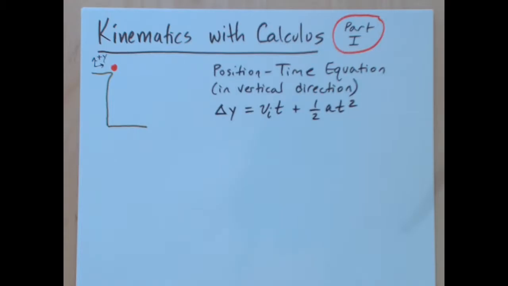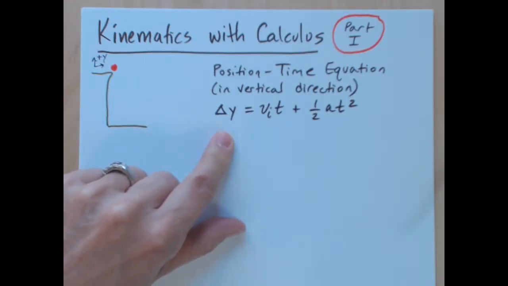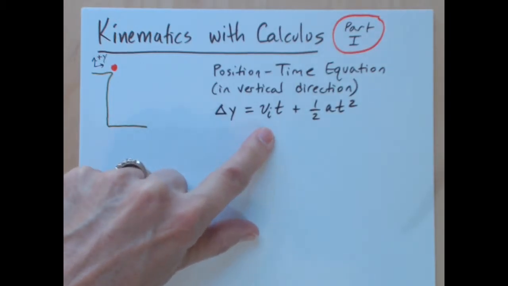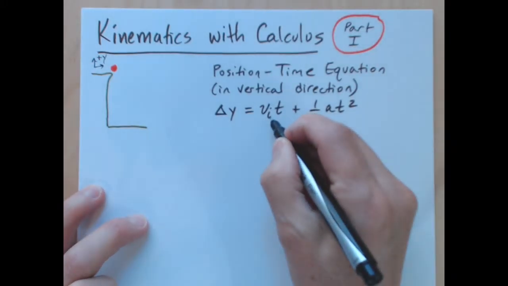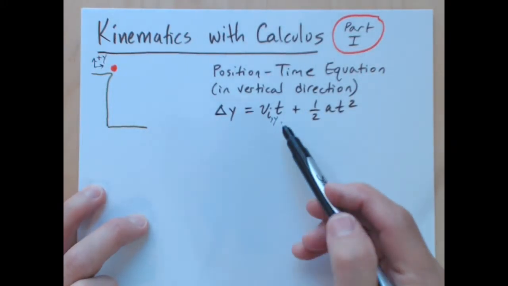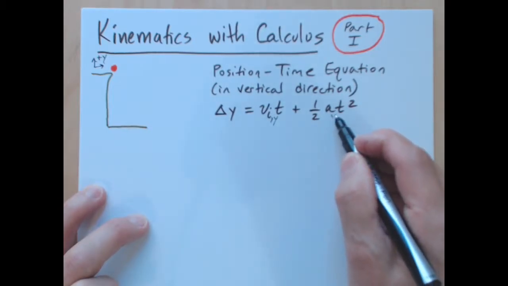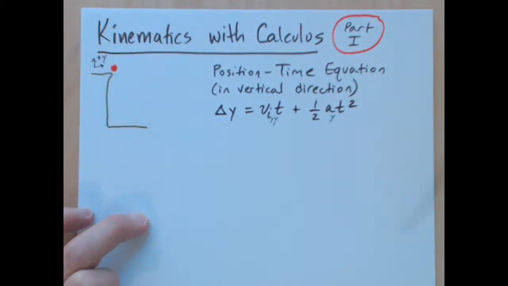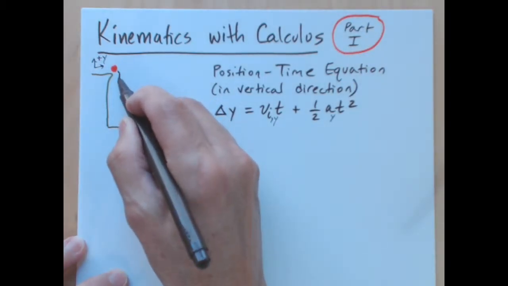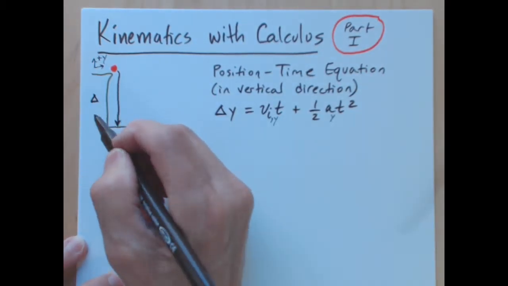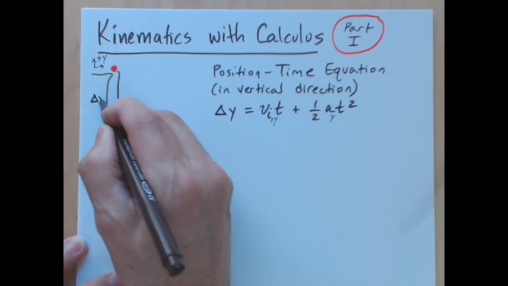Now we have our equation here that's our standard position time equation. It says the change in y is equal to the initial velocity, and since we're only considering free fall, this is in the y direction, initial velocity times time plus 1/2 acceleration, again in the y direction, times the square of time. The situation we're considering here is pretty typical: a ball or a rock is dropped straight off a cliff and falls straight down, and we know that the height between the cliff and the ground is our delta y.